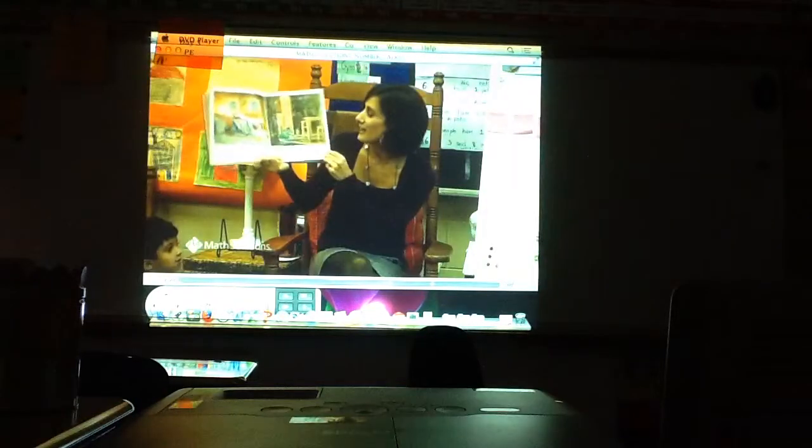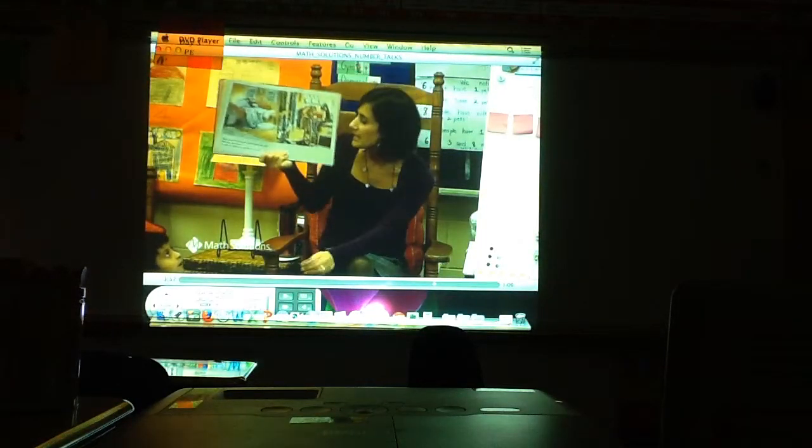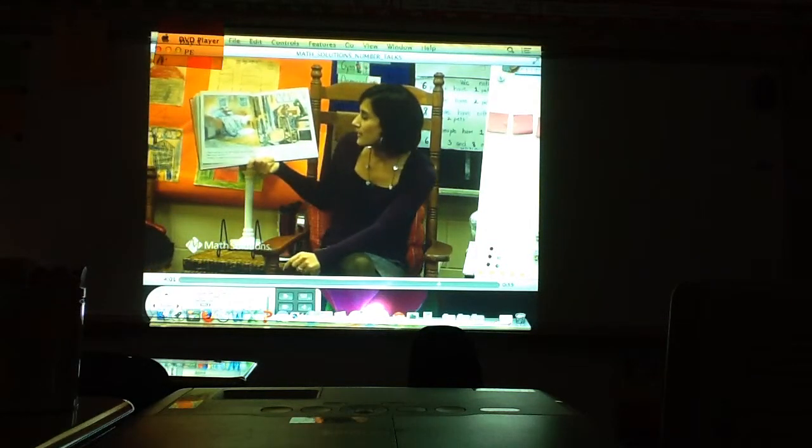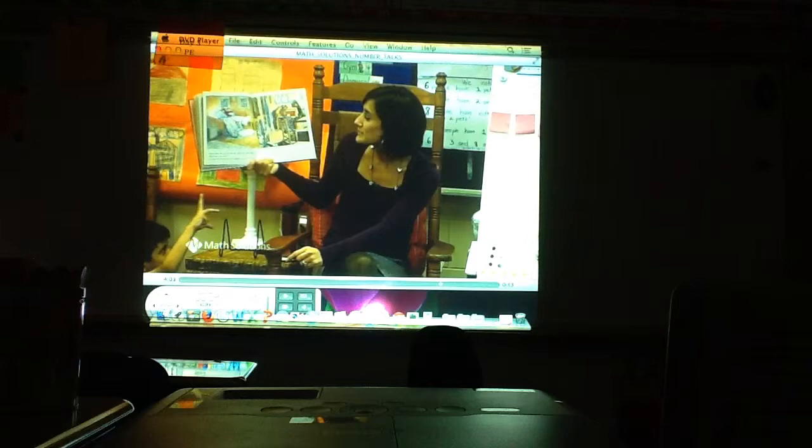4 and 1. Ready? 5 in the bed, and the little one said, roll over, roll over. So they all rolled over, and Mouse fell out.